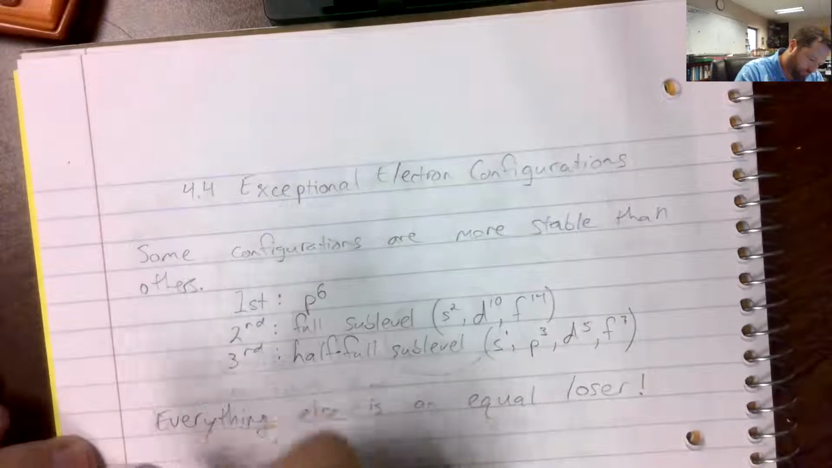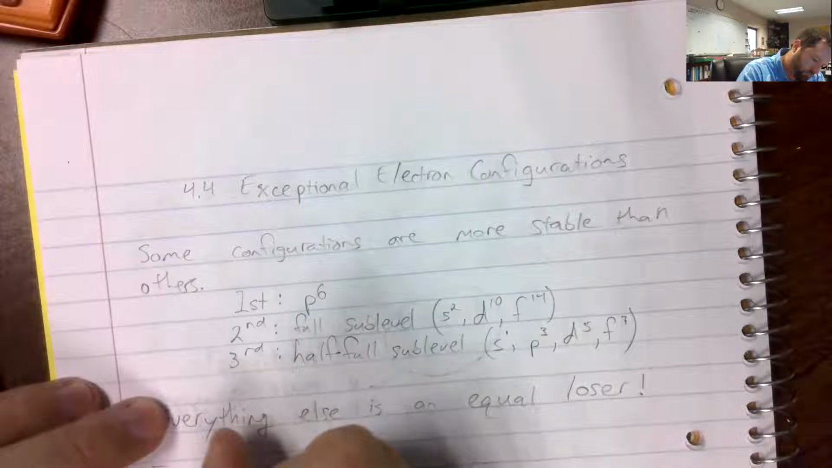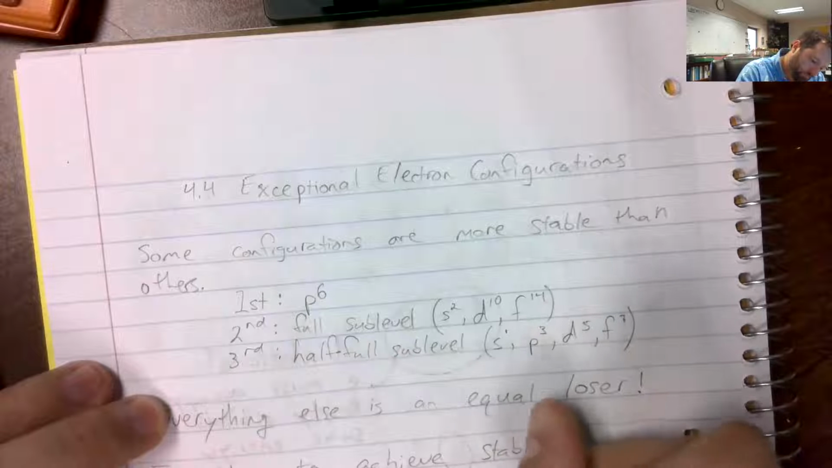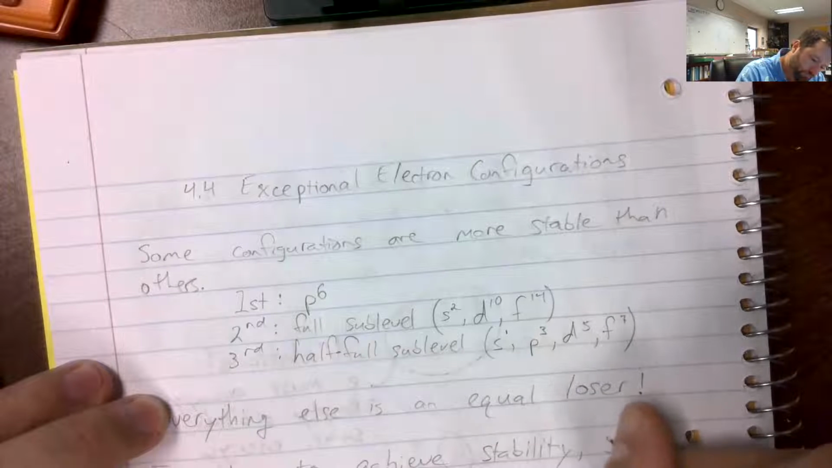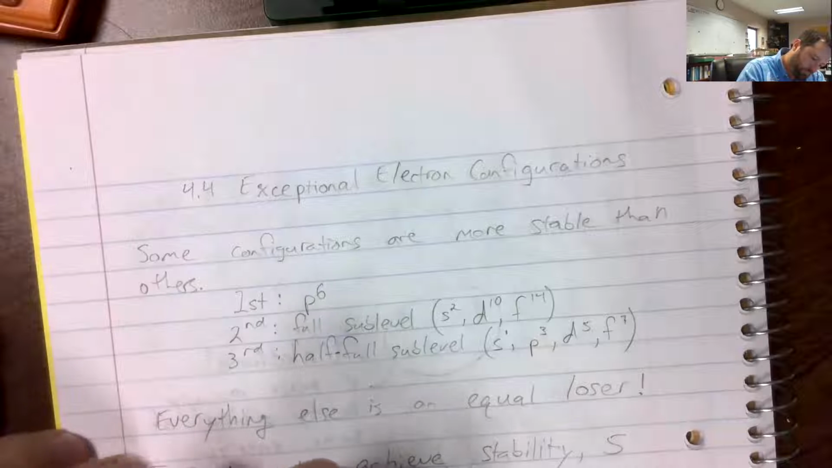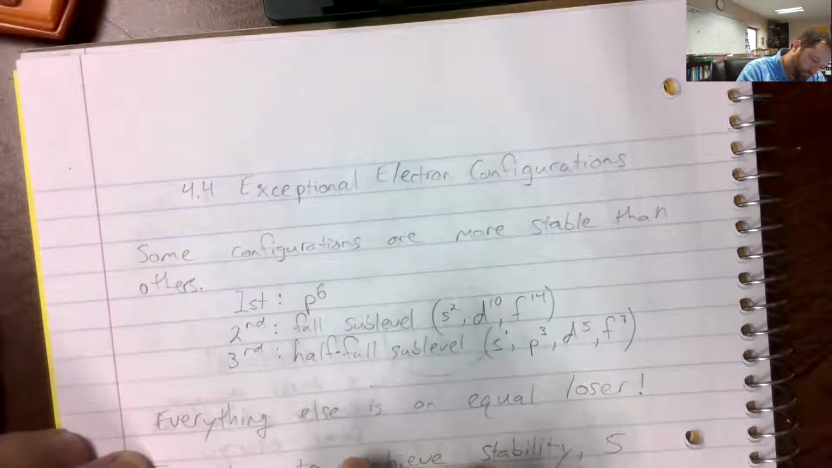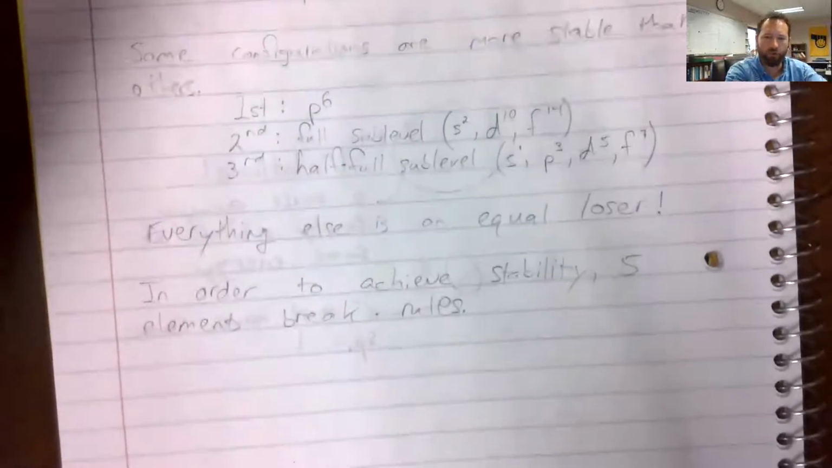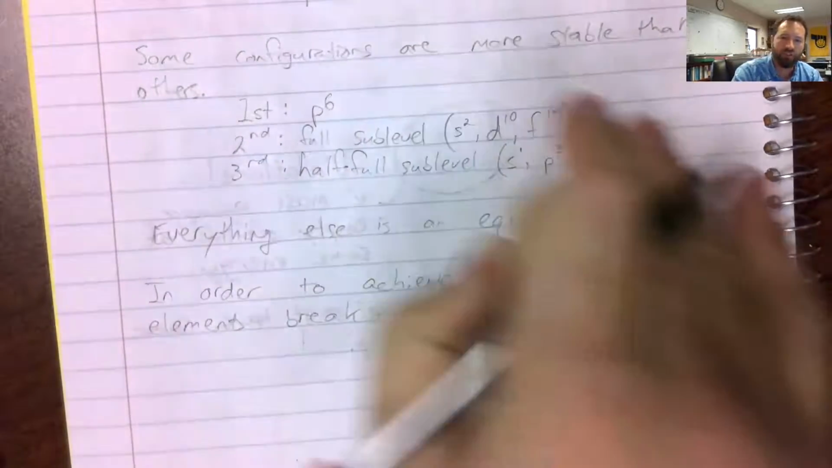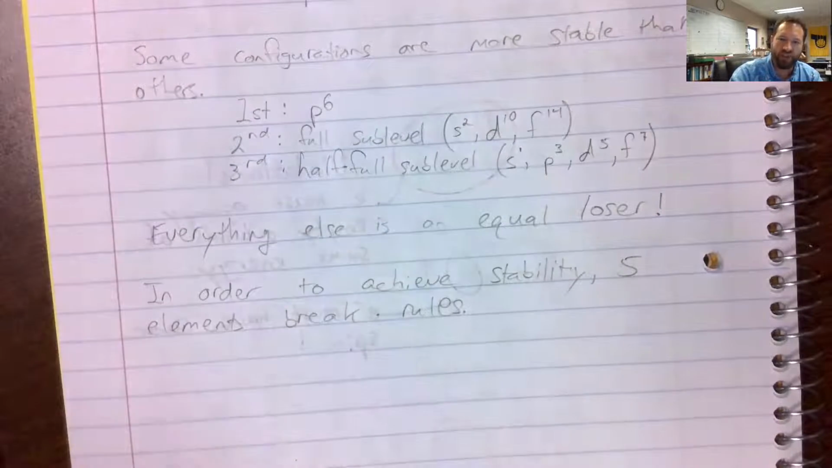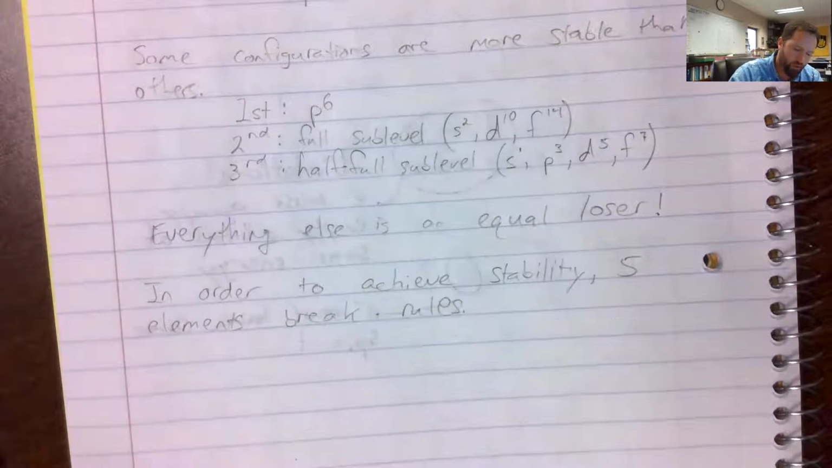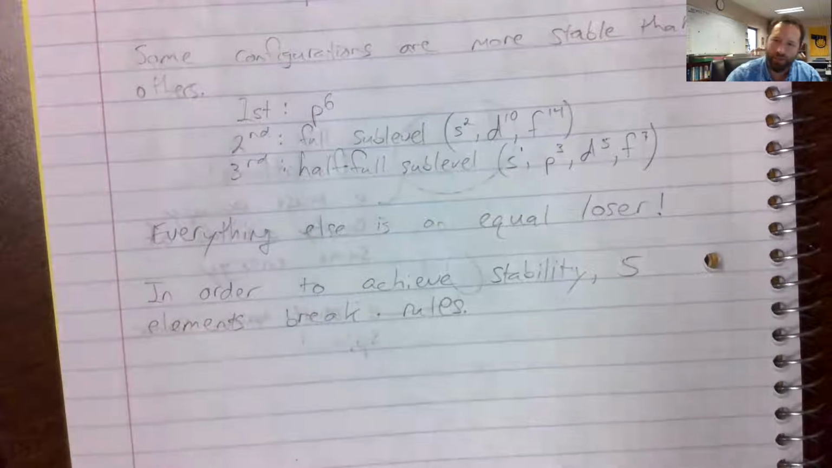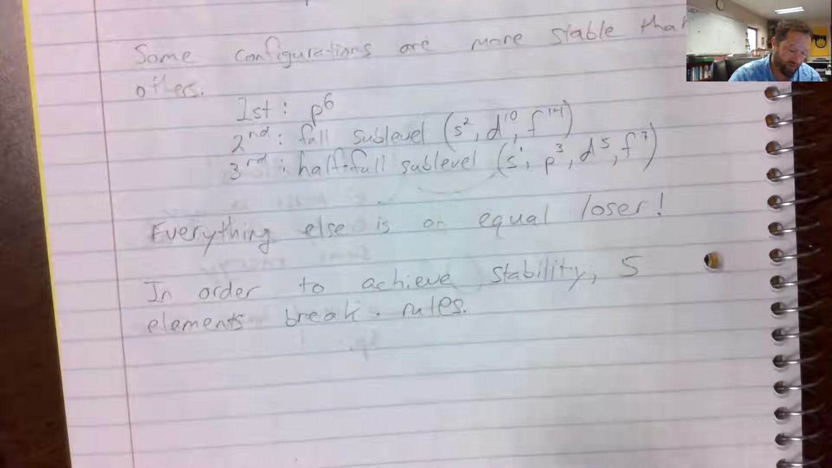All right, so in order to achieve these stable configurations, we have 5 elements that are allowed to break the rules, those rules we just learned about. You don't have to memorize these 5 elements. They have 2 things in common.